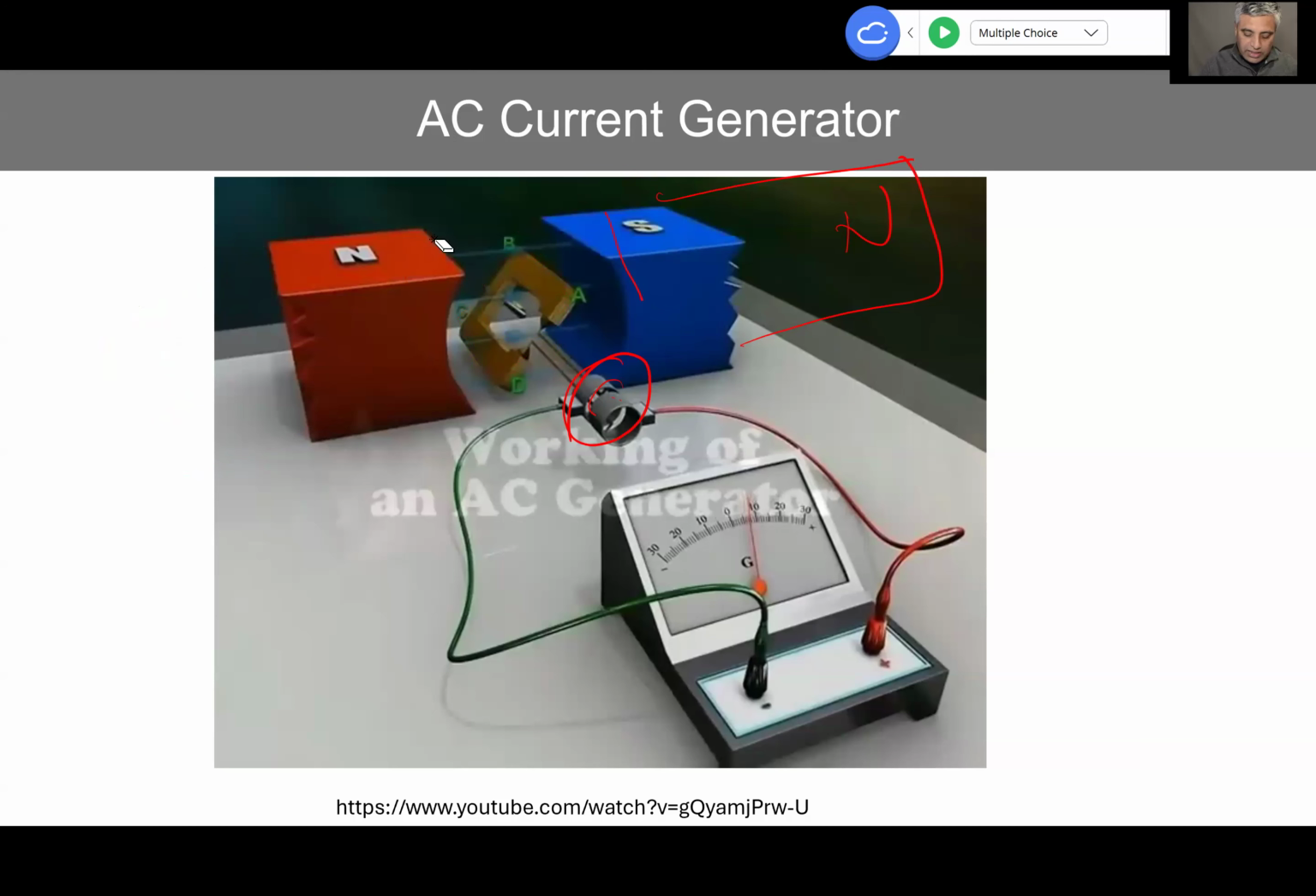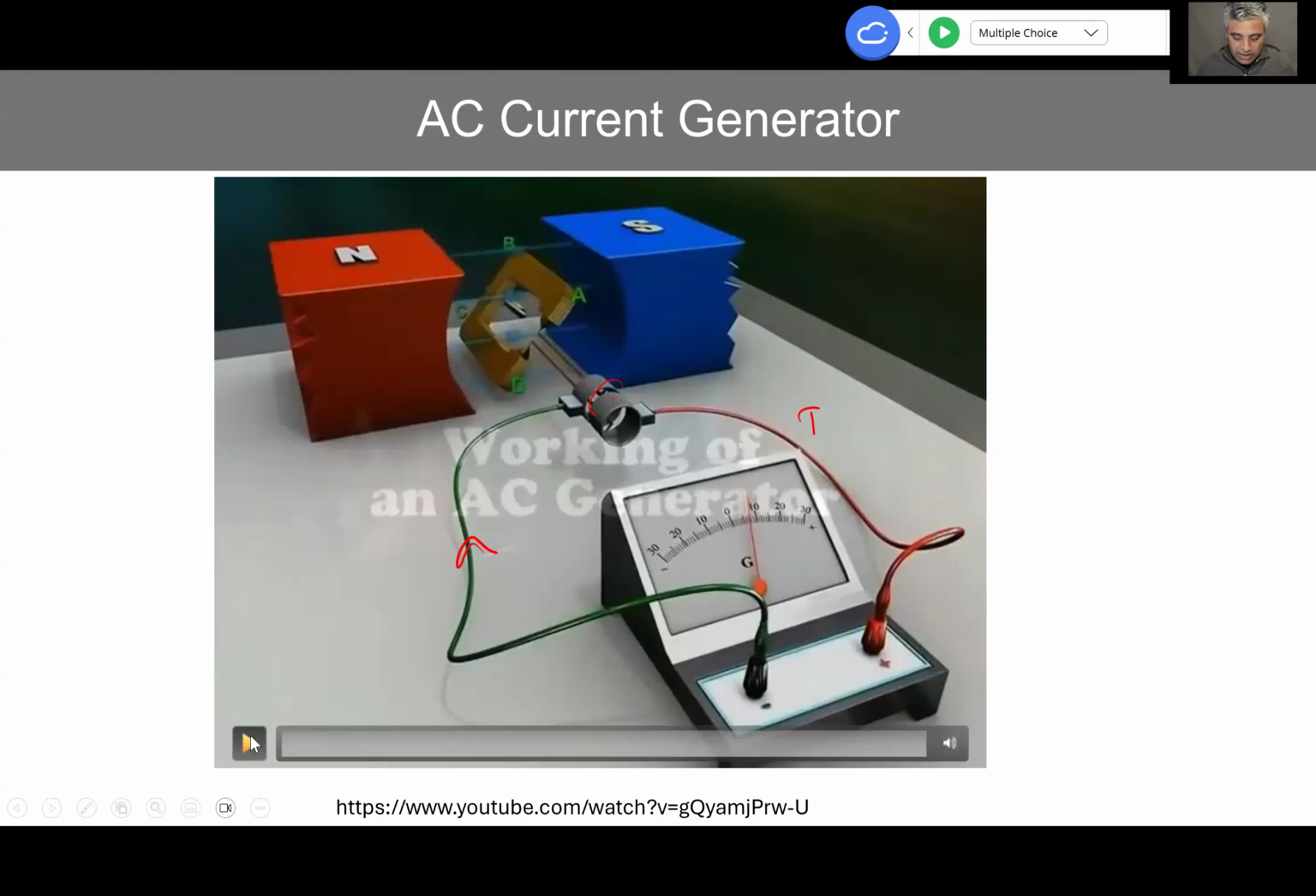And when it starts rotating, what happens? It generates current. But this current is not direct current. That means you cannot just say the current goes this way and then comes out this way and so on. Rather, since the coil is changing direction, the current is also changing direction. Because of that, we get alternating current.